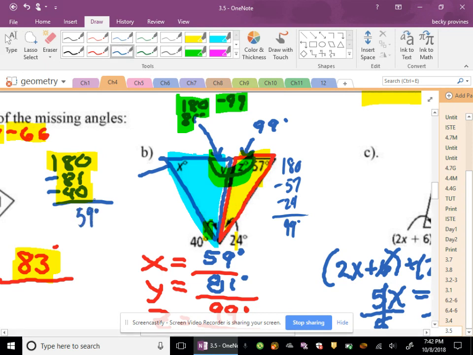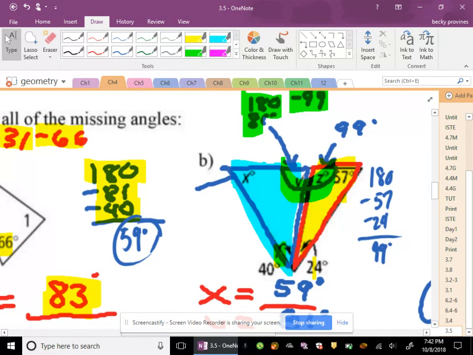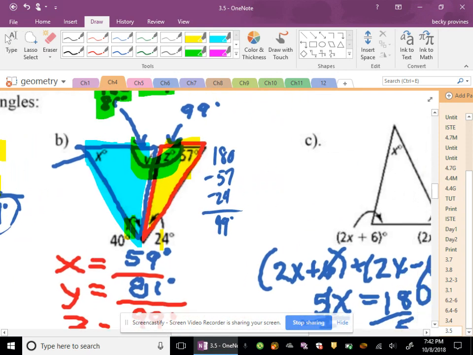So like I said, we're just doing lots of subtracting today. And usually there's the question of, can you add the 81 and the 40 and then subtract it from the 180? And of course you can. That's just another way to get the same answer.